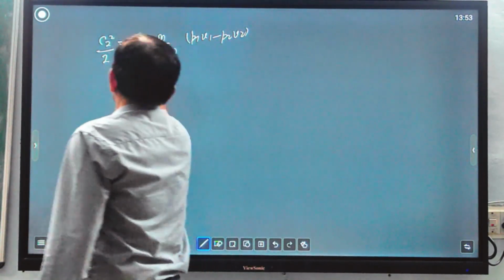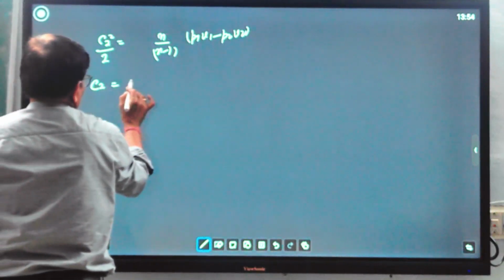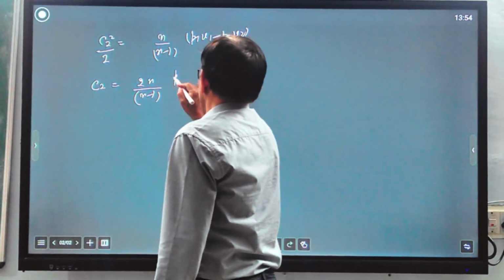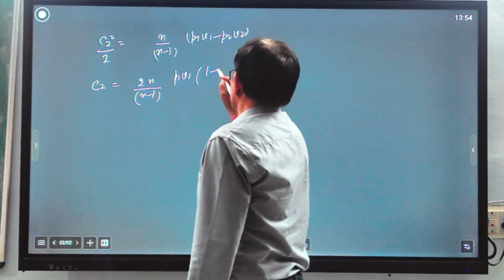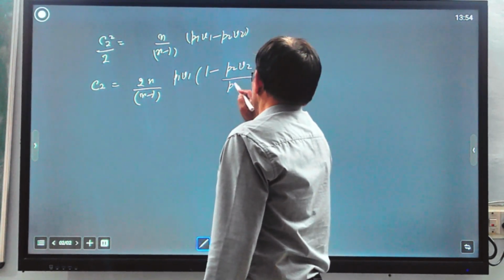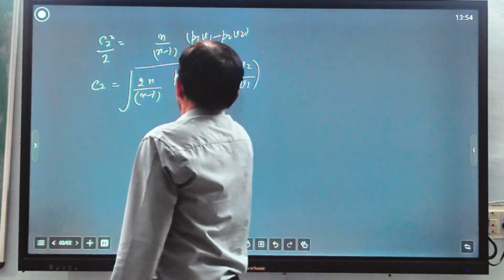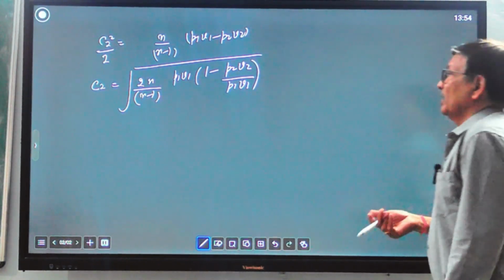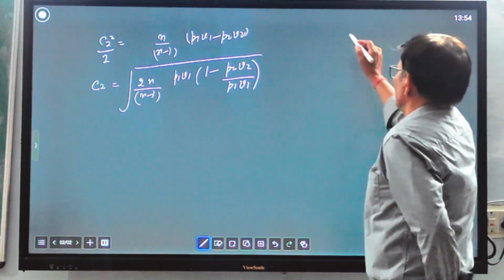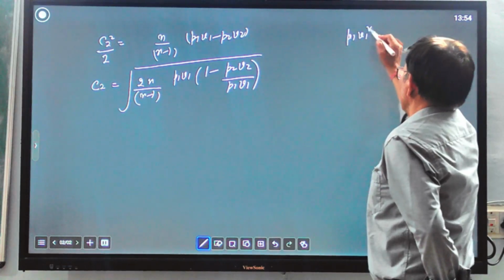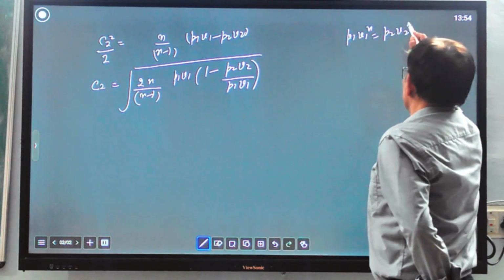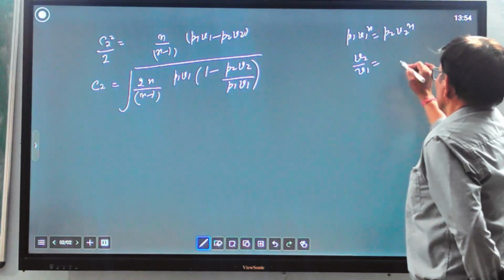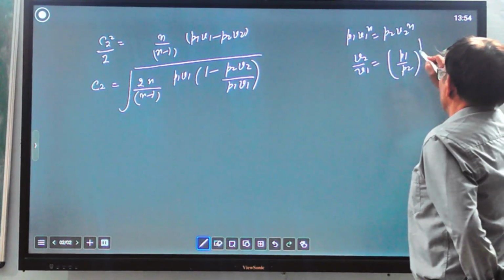So C2 equal to square root of 2n upon n minus 1, taking p1 v1 common, in bracket 1 minus p2 v2 upon p1 v1, the whole under root. This is the equation that determines the velocity of exit from the nozzle. And we can again simplify v2 by v1. You know p1 v1 to power n equal to p2 v2 to power n, so v2 by v1 equals p1 by p2 to power 1 by n.